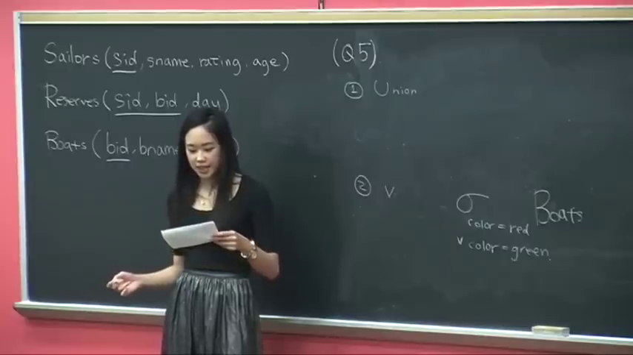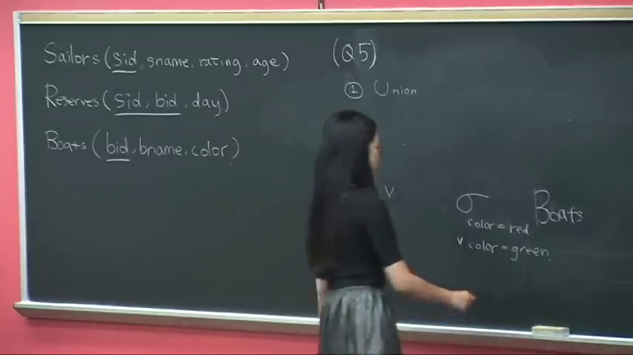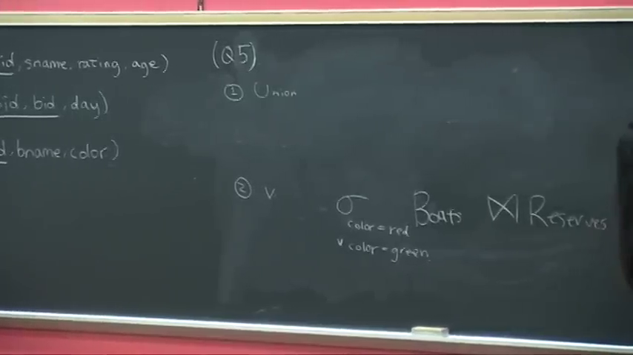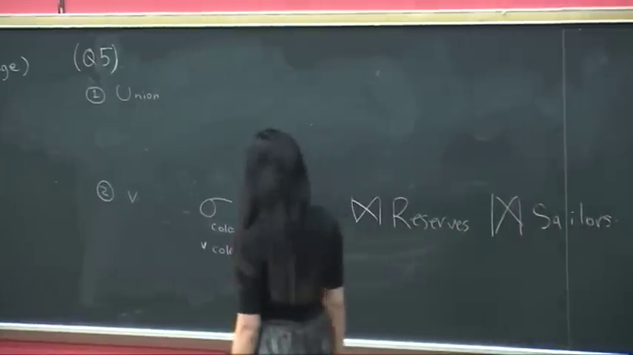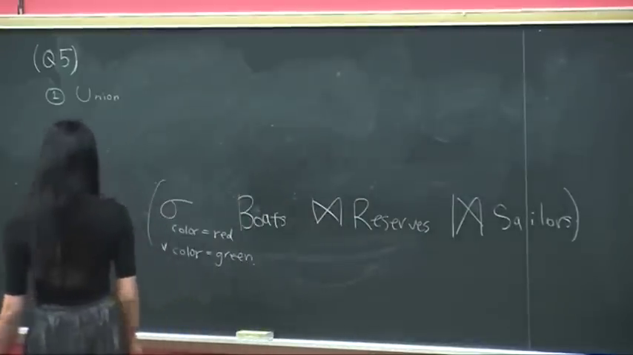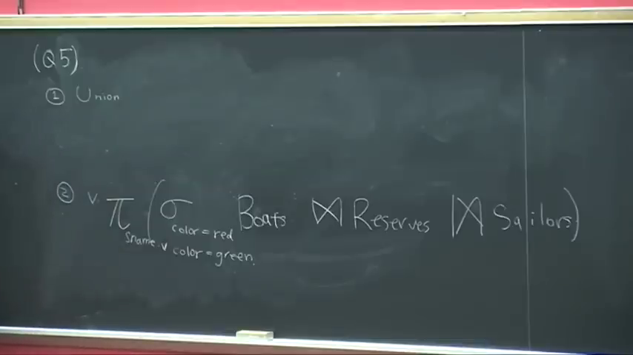Then very easy. We want to get the names of sellers who have reserved. So we want to involve the other two tables. So we join reserves first. Then we join sellers. And what is the information of sellers we want? Names. So we do projection. Okay, that's the second approach we did, by using the or. Then we want to think about how we can use union.